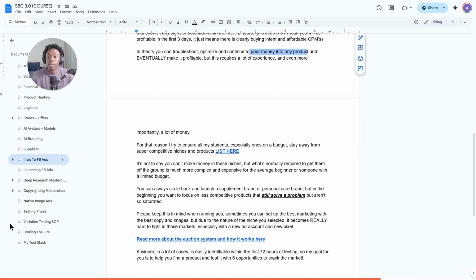So for that reason, I know a lot of you guys come to me on a budget. You don't have unlimited money. Some of you guys are students. Some of you guys are young. You don't have a ton of disposable income. Some of you guys are much older and you do have some disposable income, but you can't just blow through it all in 1 week on one product. So I try to ensure all my students, especially ones on a budget, stay away from super competitive niches.